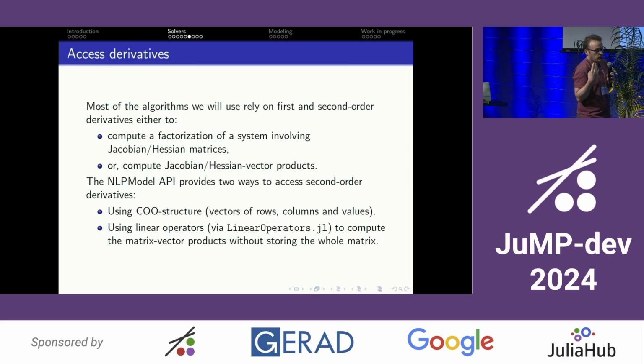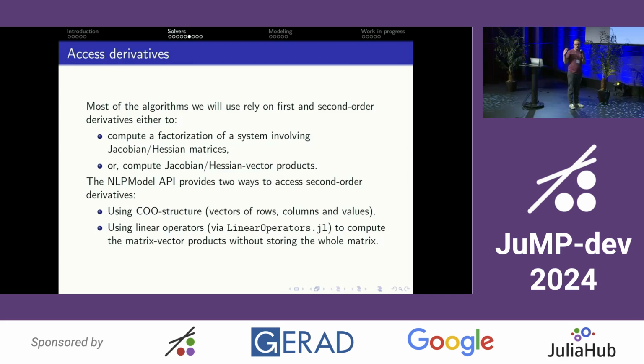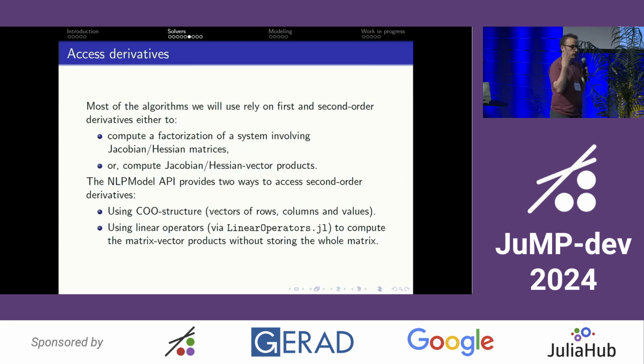And perfect, essentially the NLPModel API defines a set of rules to access the objective function, the constraint function, and their derivatives, okay? And then it will make sure that you can access the derivatives, either the Jacobian or Hessian matrix, or just maybe compute Hessian-vector products or Jacobian-vector products, okay? And for these matrix-product operations, we rely on LinearOperators.jl, and for full matrix evaluations, we use sparse structures.